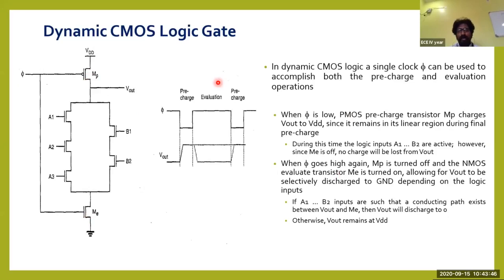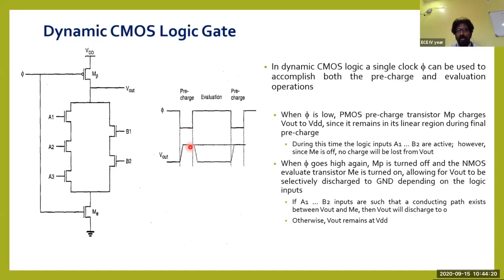Now in this case, what happens? The VDD will be dragged to the output, so that the capacitor connected to the output will be fully charged. So you can see here the PMOS pre-charge transistor MP charges the output to VDD. So now this Vout will become approximately equal to VDD. Therefore it will remain in the linear region during the pre-charge state. Because whenever the clock equal to 0, your output is going to be 1.